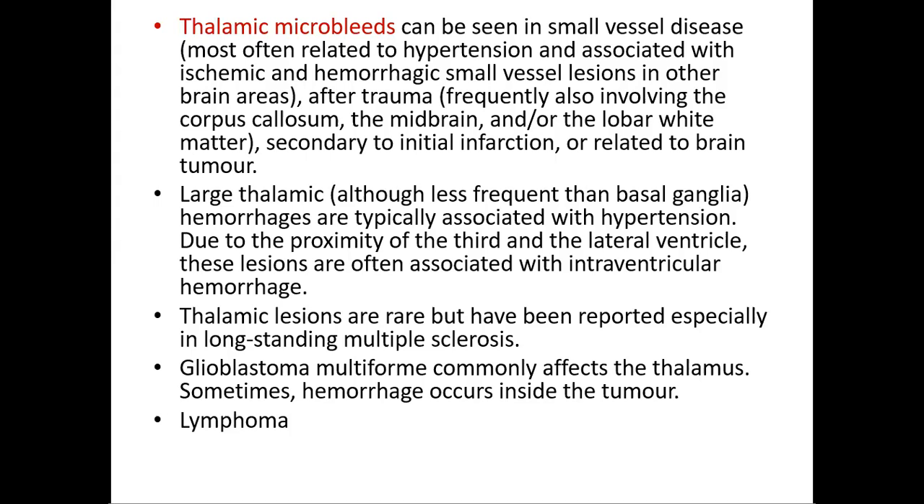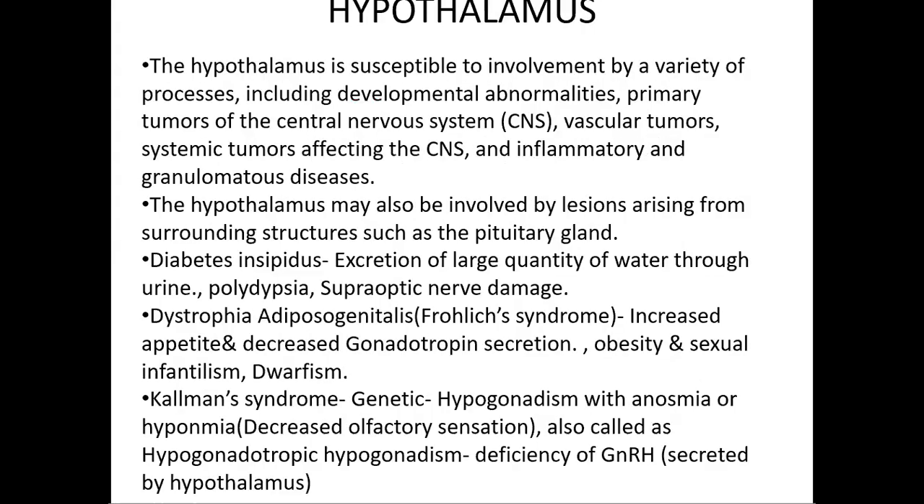Next we have the hypothalamus. In the hypothalamus also we have different sets of tumors: vascular tumors, CNS tumors, systemic tumors, etc. So majorly, what will happen with hypothalamus injury? First and foremost the person will have diabetes insipidus, where there is excretion of large quantity of water through the urine. As a result of this, the person will have excessive thirst, which we call polydipsia. And there is supraoptic nerve damage in this region, causing diabetes insipidus.